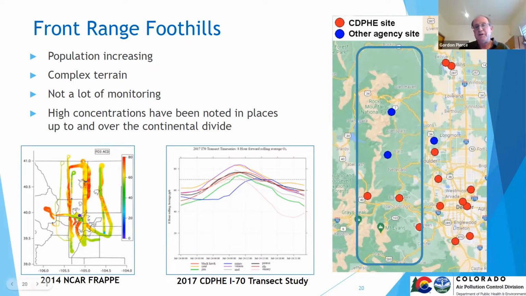From the study we did in 2017, going from the Denver area up and over the divide, you can see there's quite a variation in the ozone concentrations depending on elevation. You can see the time of day differences, such as Mines Peak, which is more towards the west with the blue line. It tends to be a little later in the day as far as the higher concentrations. So this is definitely an area of concern for us where we would like to have more monitoring for the public. So next slide, please.